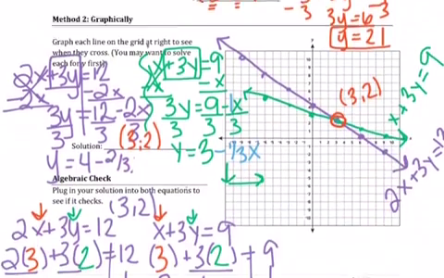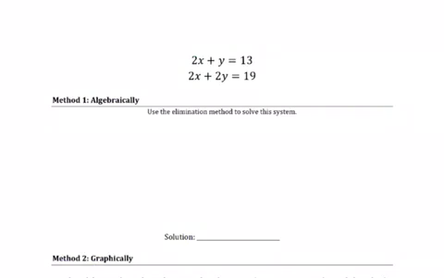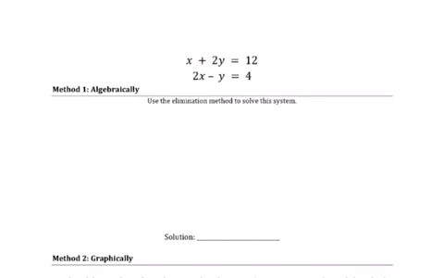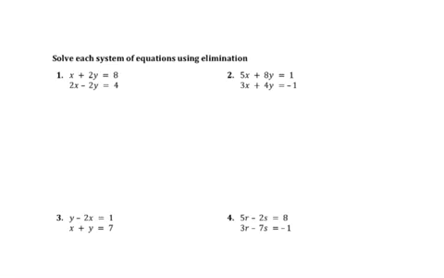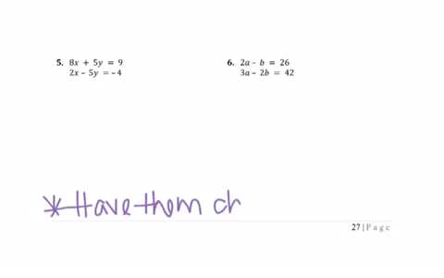Now, you have this whole model to help you complete pages 25, 26, and on page 27, you are just practicing using your elimination method. When you are done, you are going to have Mr. Bacon check all 3 pages. So have them checked.